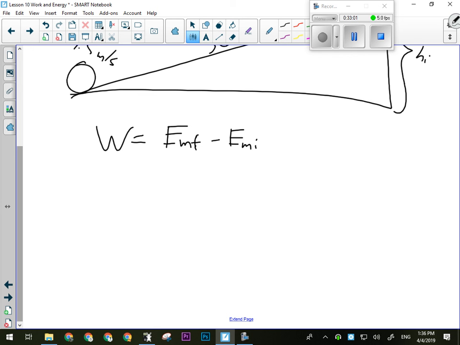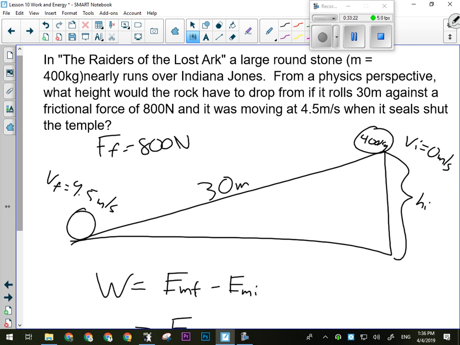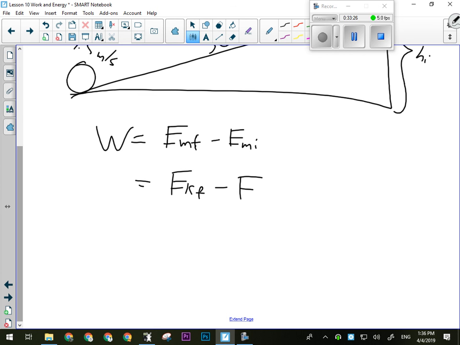Now, if we're looking at this situation, that means our final mechanical energy is all in what form? It's all kinetic because it's at the bottom of the ramp. It can't fall any further down. So I know that this is really just EK final. And I also know that the initial one is all potential because it's being dropped. It has no initial velocity, so all of the energy at the beginning is potential. All right, so that'll calculate the work.